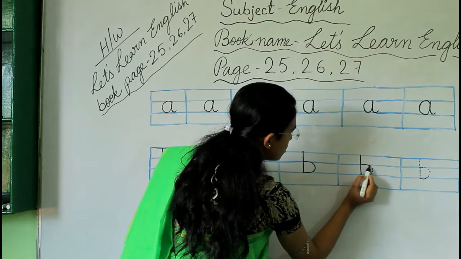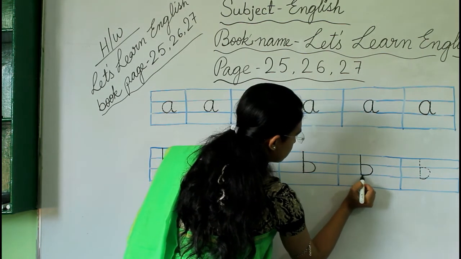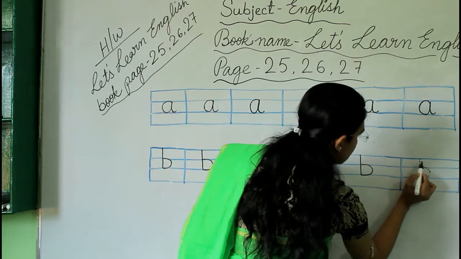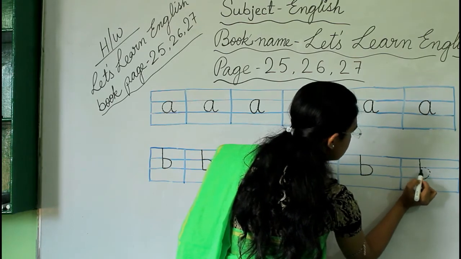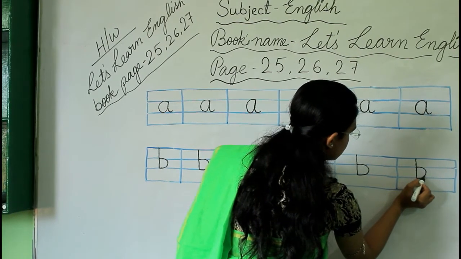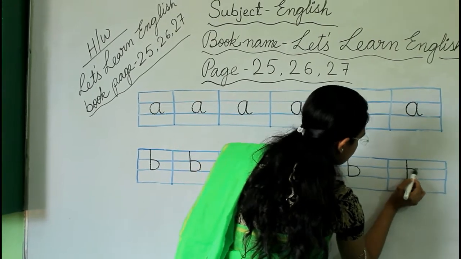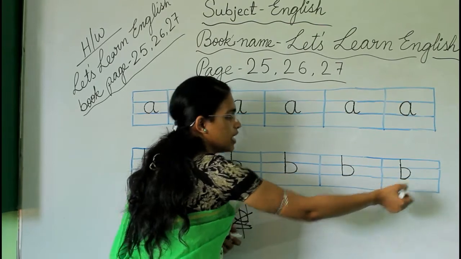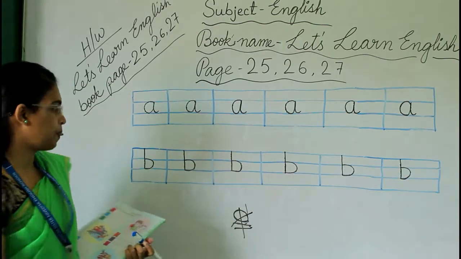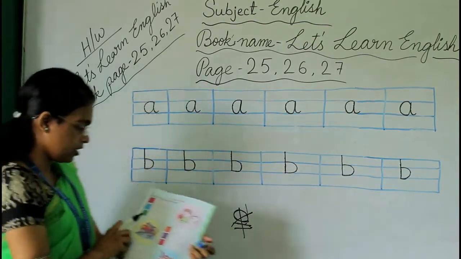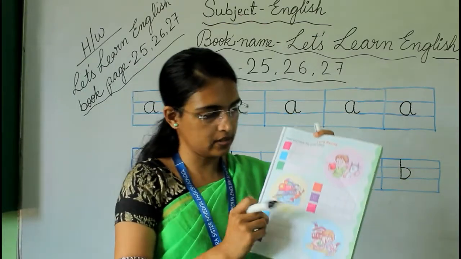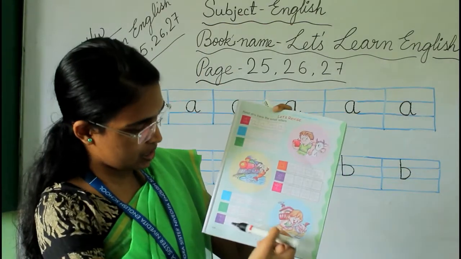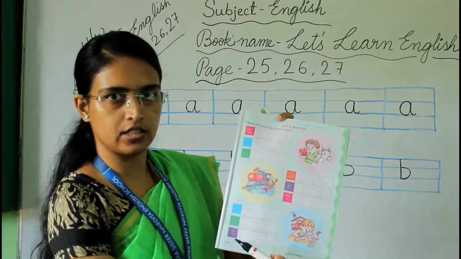So for making small letter B, first you have to draw a straight line, then you have to draw a curved line, okay? Like this. Straight line, then curved line. Straight line, right curved line, okay? Now in this way, you have to trace all these letters at home.